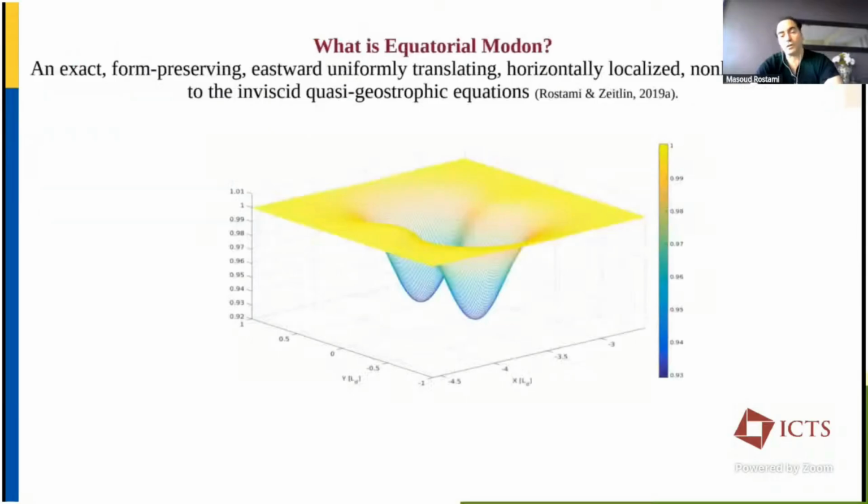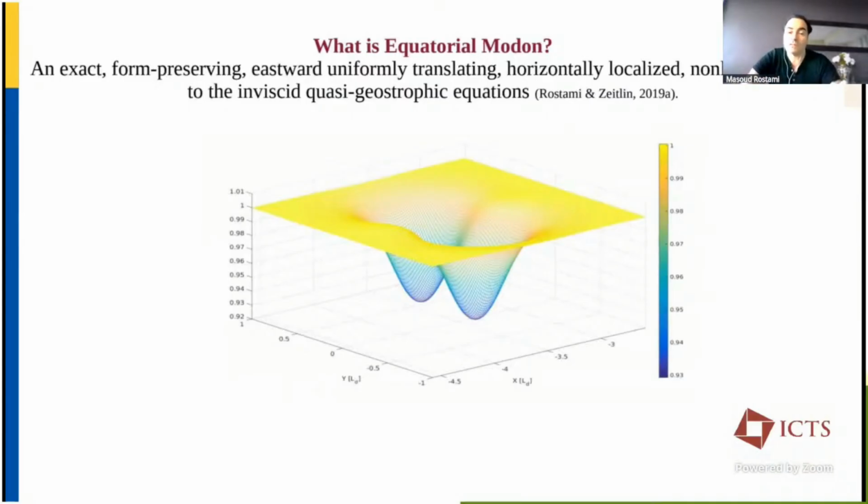But what is the modon? An equatorial modon is, in fact, an exact form-preserving, eastward-translating, horizontally localized nonlinear solution in the inviscid quasi-geostrophic equations. This is a very precise definition, but each of these terms has its own meaning. Just in simple words, as you see, this is the pressure field of an equatorial modon, where 0 is the equator. So this equatorial modon is a coherent structure that goes eastward in the idealized shallow water system.